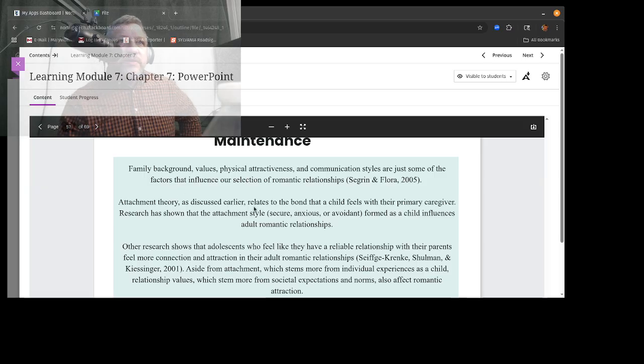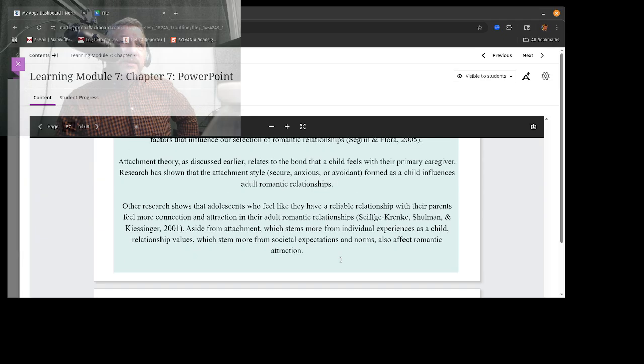Attachment theory, as discussed earlier, relates to the bond that a child feels with their primary caregiver. Research shows that the attachment style formed in childhood, secure, anxious, or avoidant, influences romantic relationships. For those who remember, I said we would be coming back to that, and here we are. Other research shows that adolescents who feel they have a reliable relationship with their parents feel more connected and attraction in their adult romantic relationships, meaning they're going to be feeling good about things.